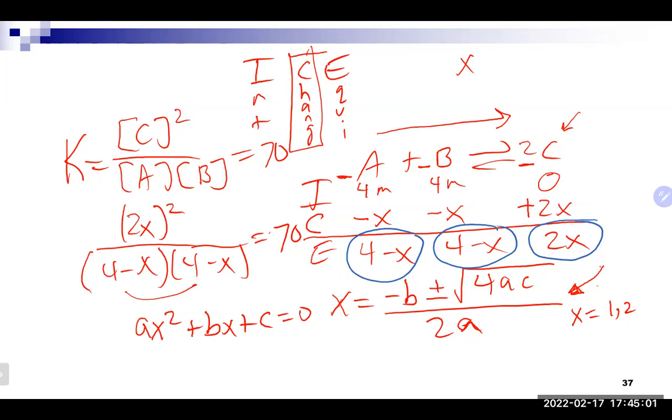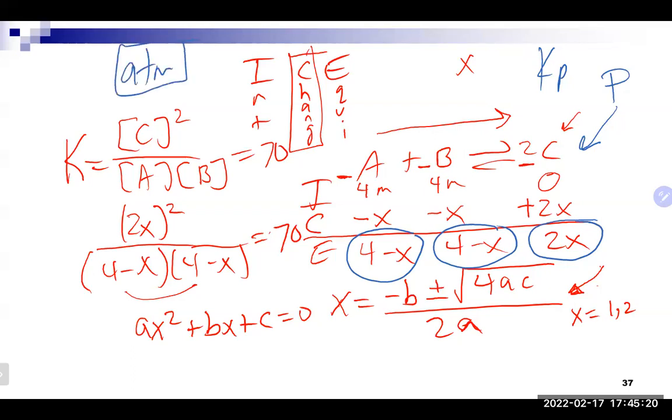Now, we did it with concentrations here. You could do the ice table with pressures and use a Kp value, and it works the exact same way. This is what I was talking about earlier, that if you are going to do an ice table like this and you are dealing with pressures, they need to be in atmospheres.